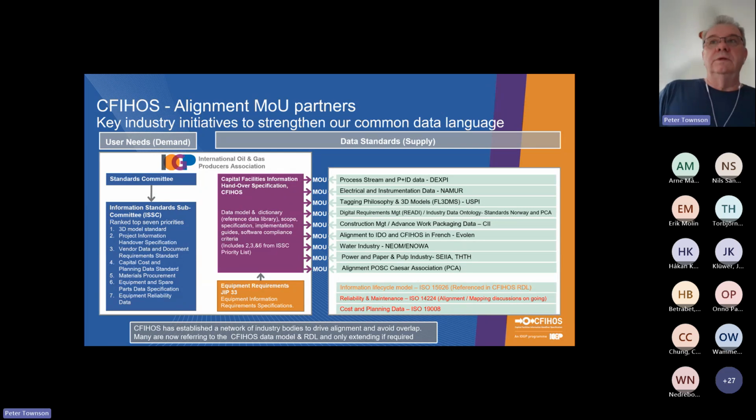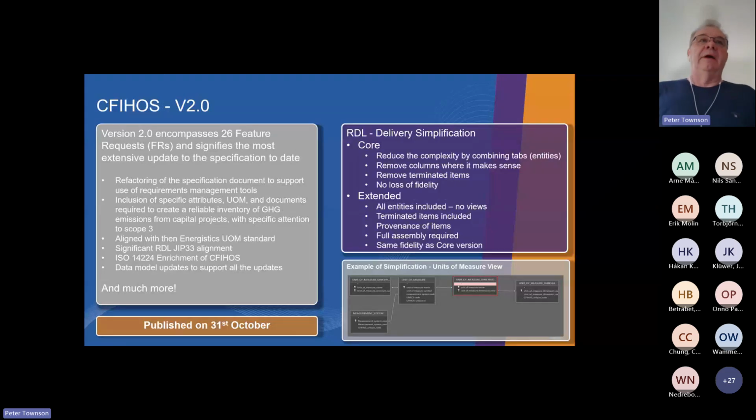I think that's all we need to say on that. And we are working on a number of other MOUs as well, and working closely with some ISO groups as well. Just a little bit about version 2.